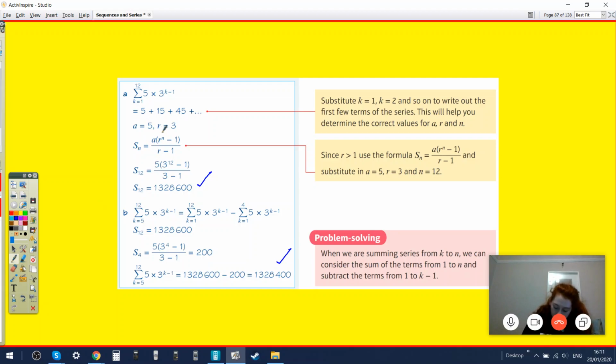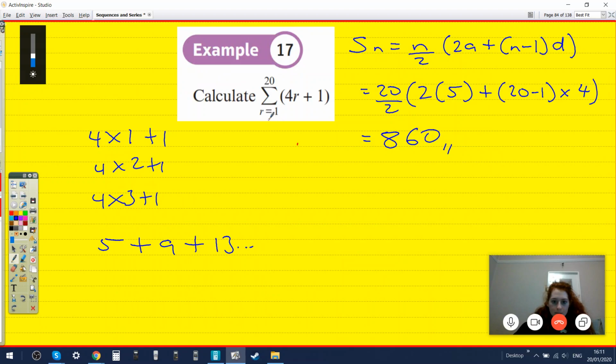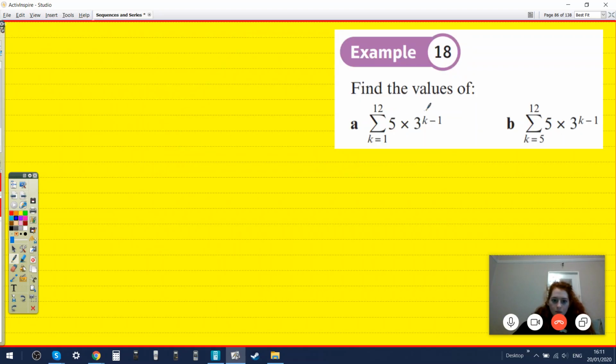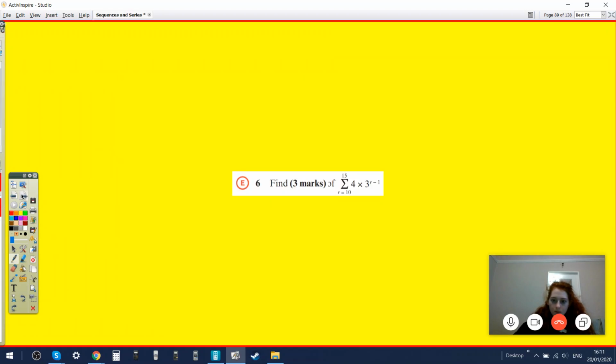So they did it using the geometric series formula, a times r to the n minus 1 over r minus 1. Okay. Yeah, so this was, if we go back, an arithmetic sequence with a common difference, and this one is a geometric sequence with a common ratio because it's to the power of, and so you would select based on that.